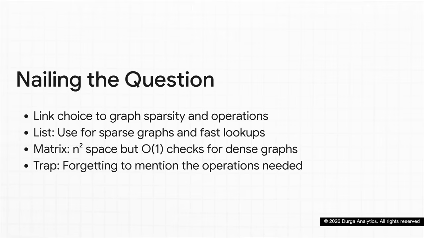Your model answer has to link your choice directly to graph sparsity and the specific operations you need to perform. Mention that the adjacency list is your default because space is proportional to vertices plus edges, which is perfect for sparse real-world data and fast traversals. Mention the matrix gives you O(1) checks at the cost of n squared space. The trap people fall into here? Reciting the definitions but totally forgetting to mention that the adjacency list is the industry default simply because most real-world data happens to be sparse.